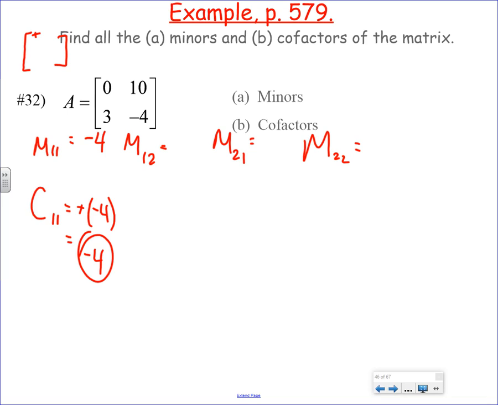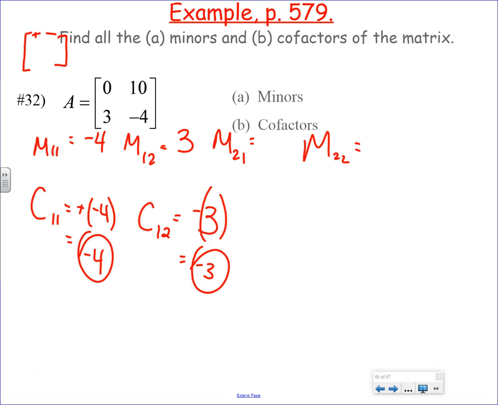So when I go to this entry, guys, and I'm ignoring the first row, second column, what's going to remain? 3 is left. But what's the cofactor going to do to that 3? It's going to make it negative because this entry is going to be plus minus. I need to make that 3 the opposite sign, so it's negative times 3, which is negative 3.